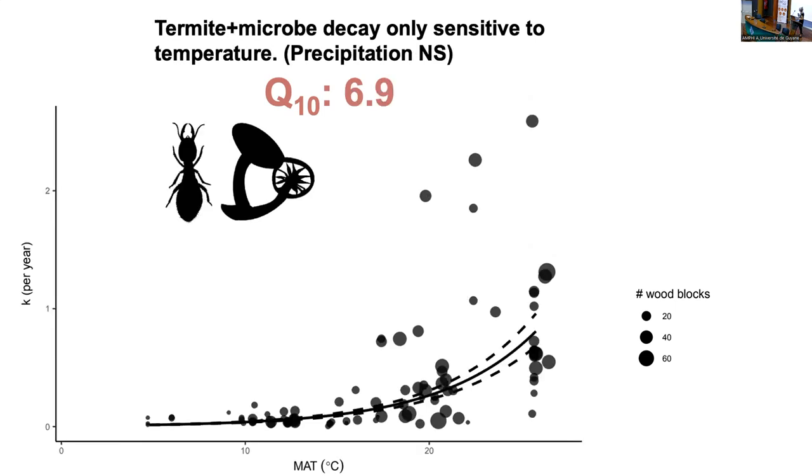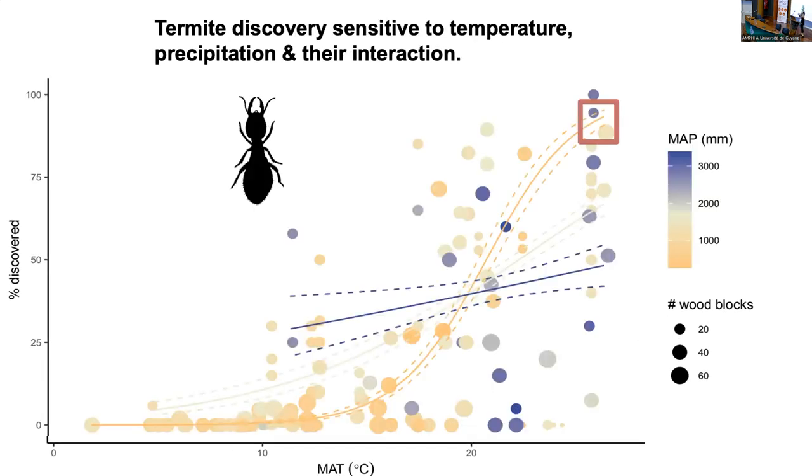If we move to termites, again, mean annual temperature on the x-axis and decay constant on the y-axis, what you can see is that termite decay was not sensitive to precipitation or its interaction. It was only sensitive to temperature. The other thing you'll notice is that it has a Q10 of 6.9. This is huge. We reran the analyses, not believing that termites were this sensitive to temperature. So termite decay is about fourfold more sensitive to temperature than microbial decomposition. It's really surprising.